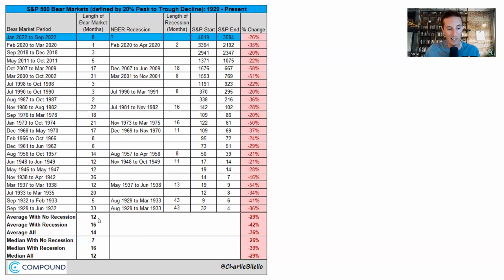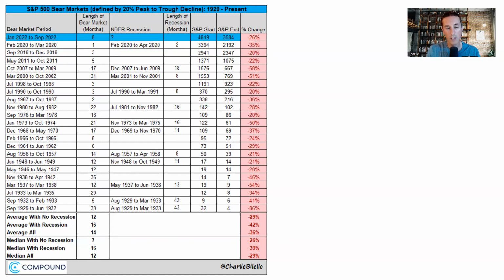But the big question is whether the economy is in a recession, because during recessionary bear markets, you tend to see bigger declines and you tend to see them last longer. So if this is a recessionary bear market, maybe we're only halfway there in terms of the duration. Maybe we have more downside to go. Are we in a recession? I think every single day, more and more people are coming to that opinion.